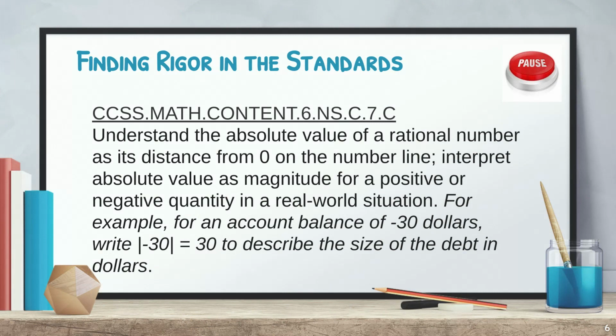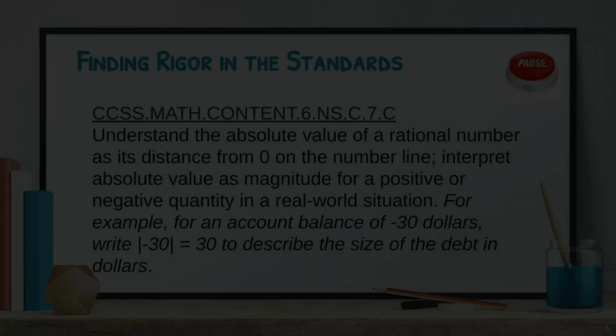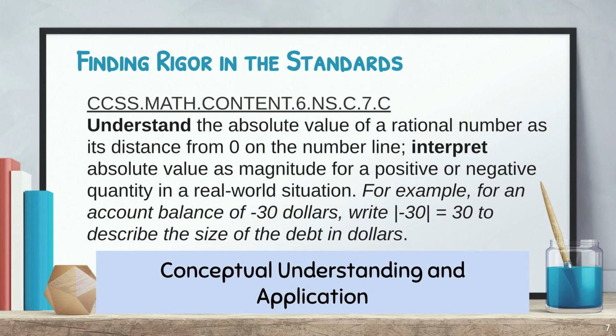Our next example is from the number system domain of the grade 6 standards. Take a moment to read the standard and identify the aspect of rigor being highlighted. There are two aspects of rigor being highlighted in this standard: conceptual understanding and application. Notice that the standard requires that a student understands absolute value and be able to interpret it in the real-world situation.